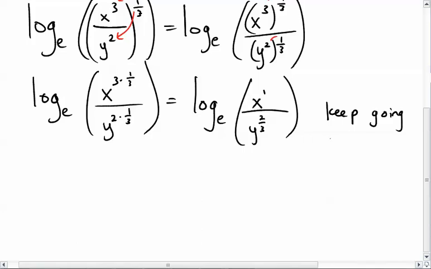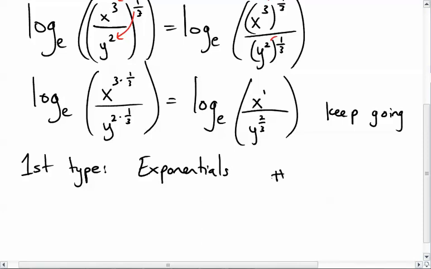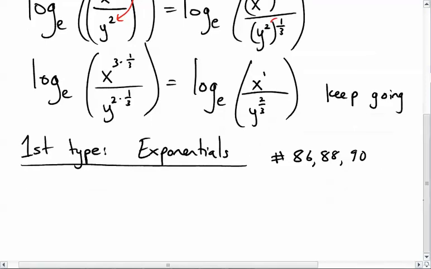Now in questions 86 to 96, there's basically two types of questions. The first type of question is exponential equations, and that would be questions 86, 88, 90, and so on and so forth. For this first type, we want to solve for x, so we want to get x by itself.